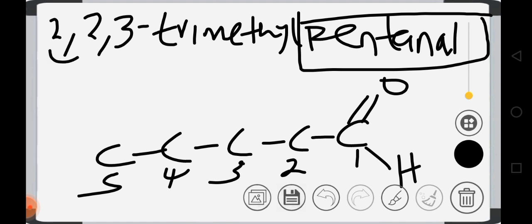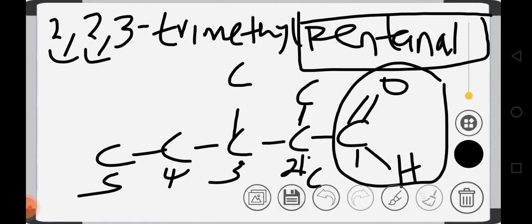So we have 2, 2 for methyl. Put 1 methyl here. Put another one here. Then 3 again. Put another one here. This gives us 2,2,3 trimethyl pentanal. Because of this functional group, that's why we are having this here now, not 8. So this is the structure of 2,2,3 trimethyl pentanal.